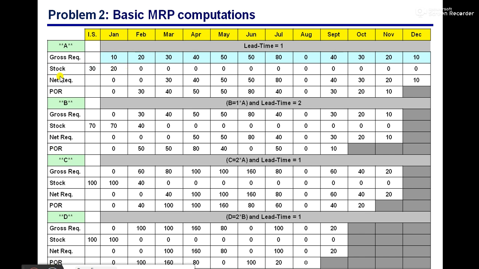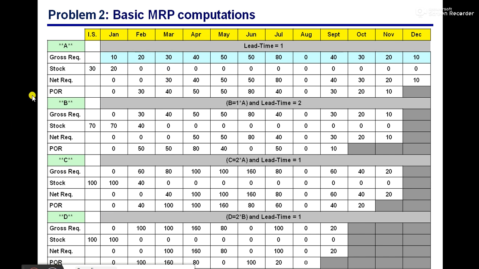Next, we have the net requirement, which is the quantity effectively required at the beginning of the period. For January, for example, we have the gross requirement equal to 10, but we already have 30 units in inventory. So effectively, we don't need to make any more units. It is the same for February, but for March, the gross requirement is 30, but we have no units in inventory. So we effectively need 30 units.